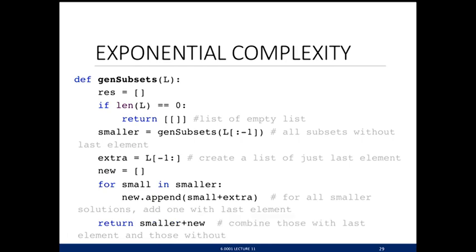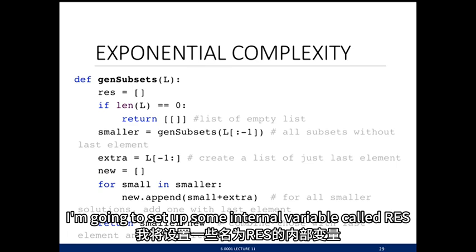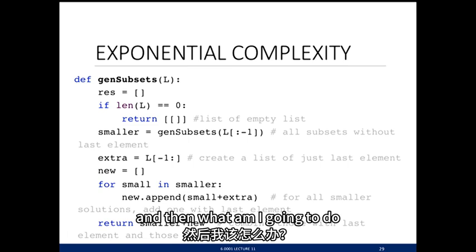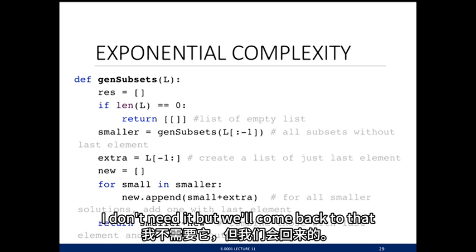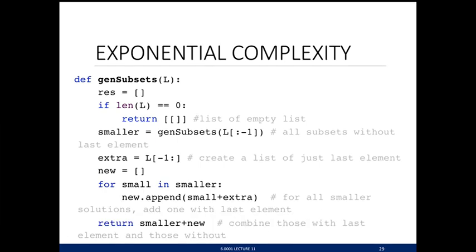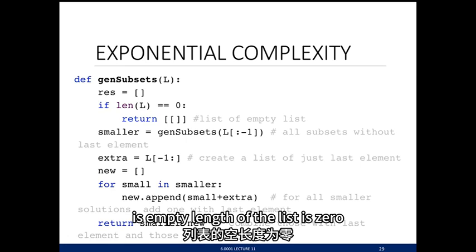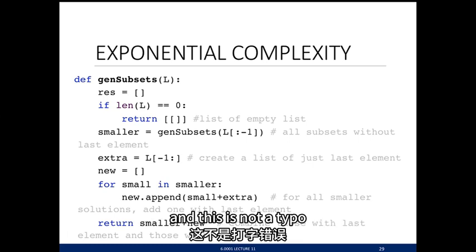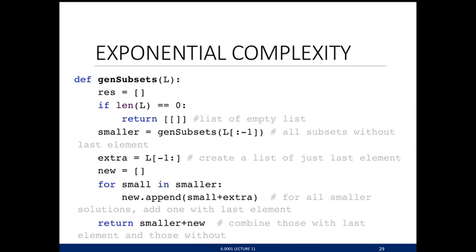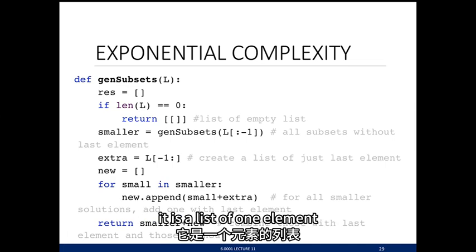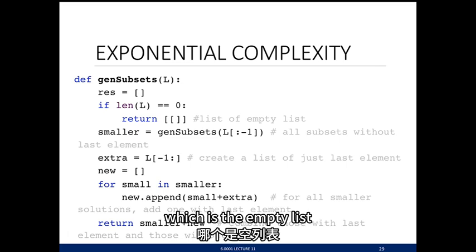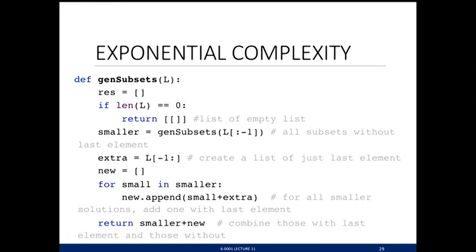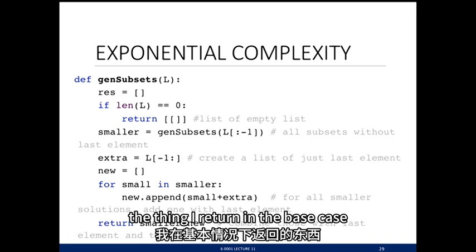Here's how I'm going to do it. I'm going to set up some internal variable called res. Actually, I don't know why I put res in there. I don't need it, but we'll come back to that. If the list is empty, length of the list is 0, I'm going to just return that solution. And this is not a typo. What is that funky thing there? It is a list of one element, which is the empty list, which I need because the solution in this case is a set with nothing in it. So there is the thing I return in the base case.